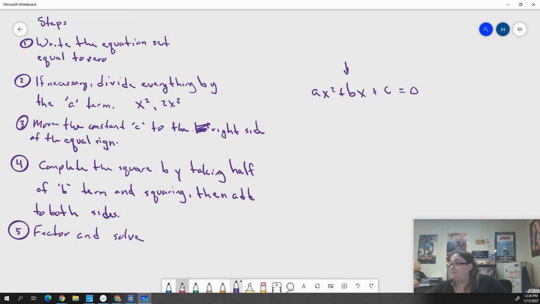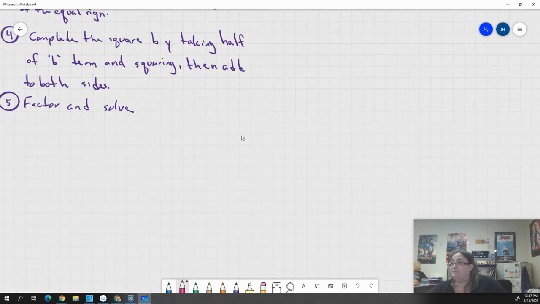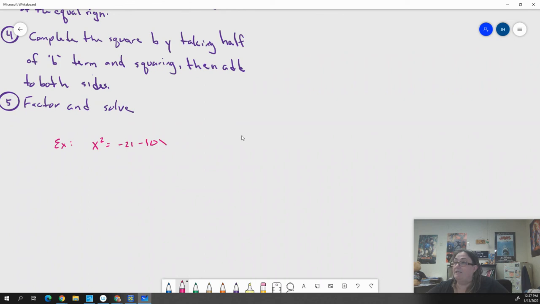Let's do a different color. So if, for example, I have x squared equals negative 21 minus 10x, right? Our first step says for us to set everything equal to 0. Move everything over to the left-hand side so the only thing on that right-hand side is 0.